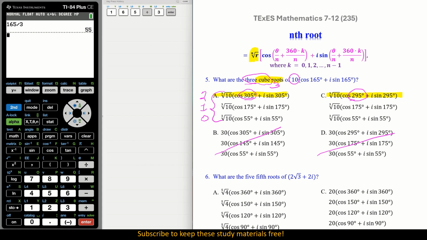Okay, so this is what you do. You say 305, subtract the 55, because that's this part right here for both of those, all right? Okay, so let's push enter. So that leaves us 360. That doesn't make sense. Well, let's go ahead and follow through.